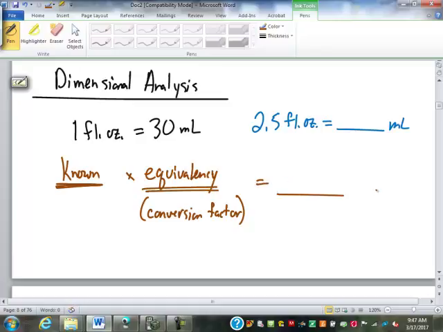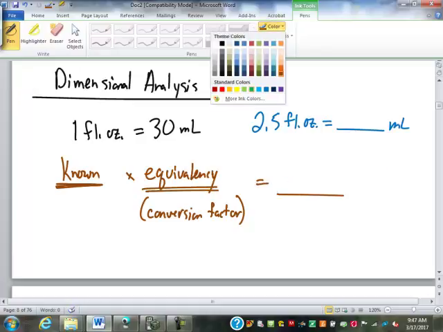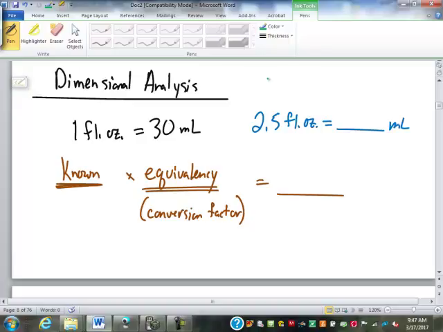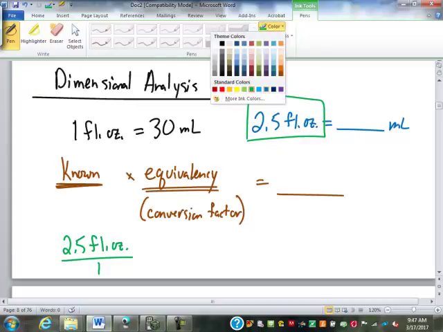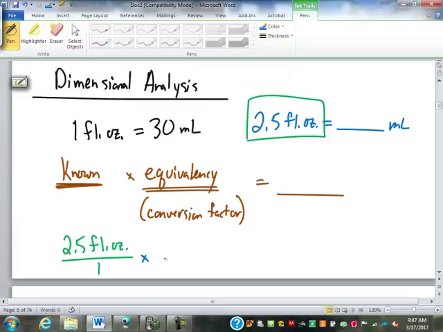That's going to give us our answer. So here we have a known value of 2.5 fluid ounces. That would be kind of like the doctor's orders. We make it a fraction by putting it over 1. And now we are going to multiply by an equivalency.